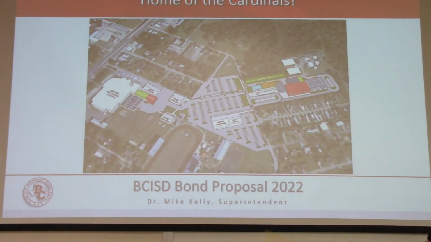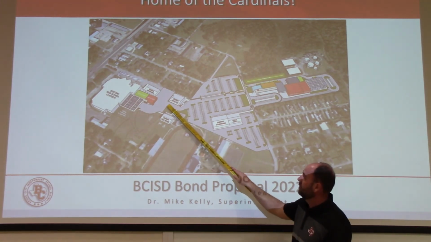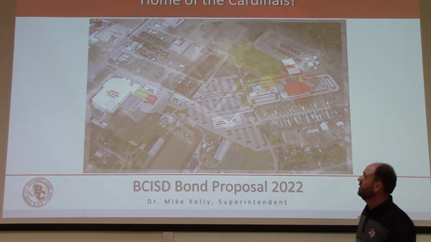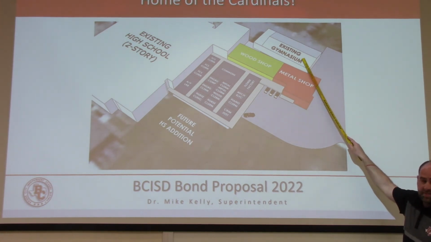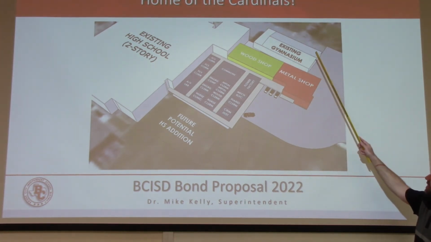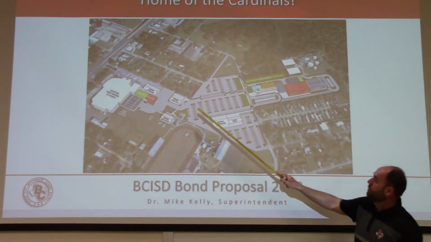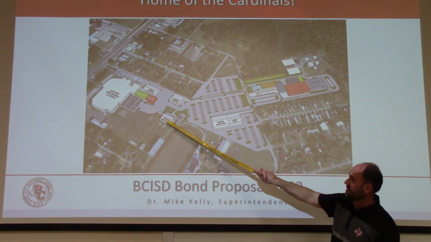Now, this is where it gets really exciting. It shows you how it all fits together. You can see here that all of those portable buildings behind our high school are gone. The existing gym, I do need to go back and explain that. The existing gym stays. That gym that we call our PE gym or our older gym, that stays in this proposal. And the band hall stays and the field house or the weight room stays.